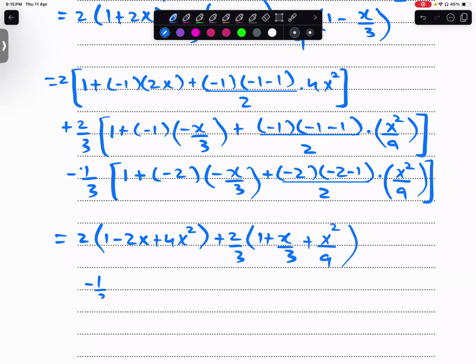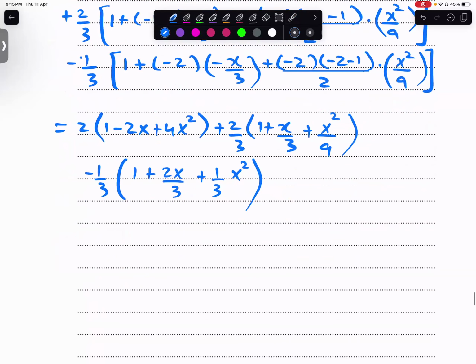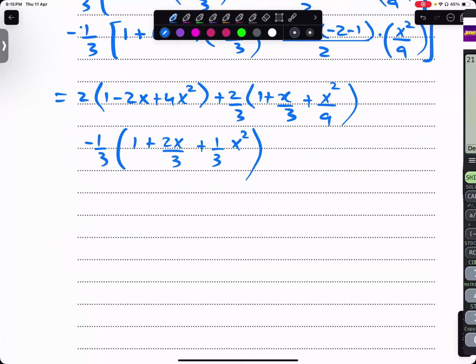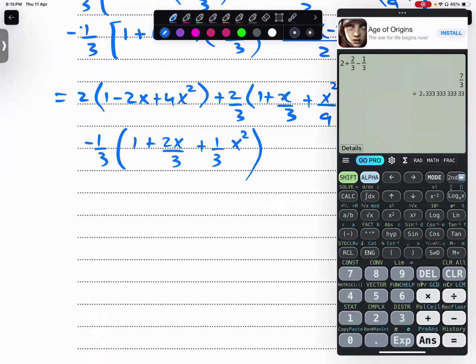Then minus 1 over 3, (1 plus 2x over 3). Again, 2 will be cancelled out, and this minus minus plus. And 3 over 9 will be 1 over 3. So plus 1 over 3 x square. Okay. Now use your calculator to write all the values. Let's say I'm going to calculate number only without x. So 2 plus 2 by 3 minus 1 over 3. So this is 7 over 3.